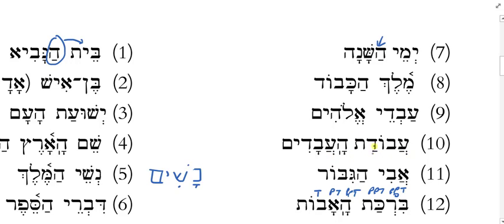Is that a construct ending? Yes, if you see at, you should be thinking construct, right? A becomes at. So avodah becomes avodat. And that's what? Work or labor. So it's the work of ha-avadim, of the servants. Good.